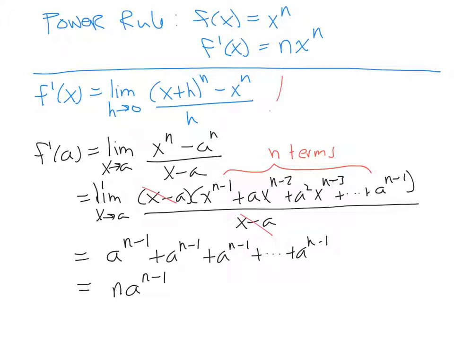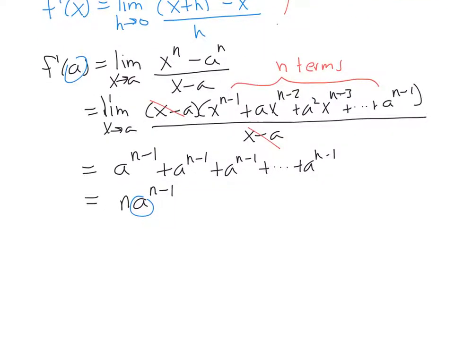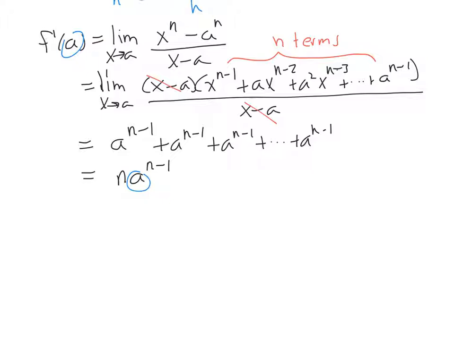Notice that looks just like our power rule. It doesn't really matter at this point what this letter is. It's just a variable. So we can replace the a with whatever letter we like. So now we know that f prime of x equals n times x to the n minus 1. We've proven our power rule.